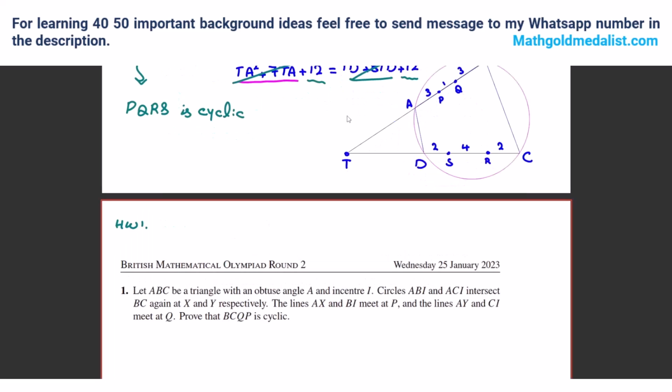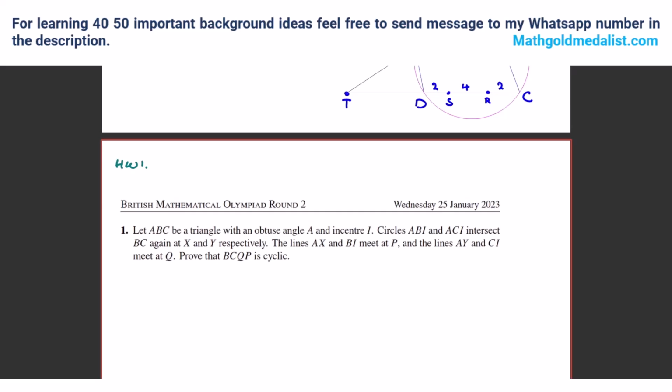This problem is from BMO, British Mathematical Olympiad. I can say the most prestigious national exams, Olympiads, are for USA, which is USAJMO, JMO, AIME, AMC, and BMO, which is for UK, British Mathematical Olympiad Round 2. And the difficulty of this exam is similar to JMO and AMO. So you can try this problem of BMO Round 2 2023.